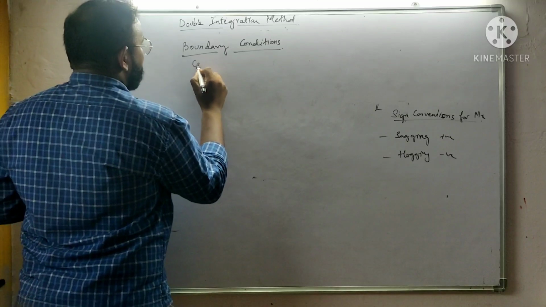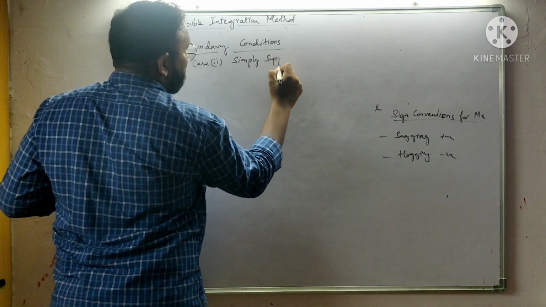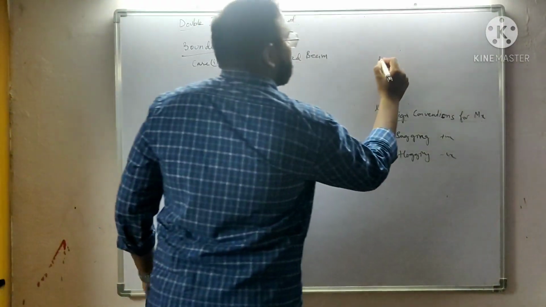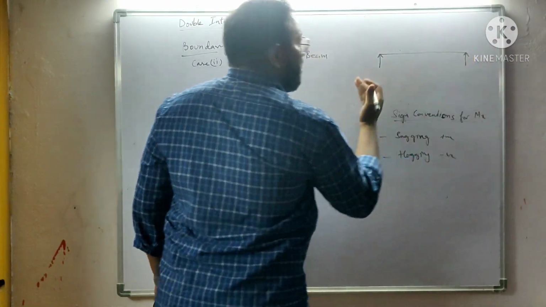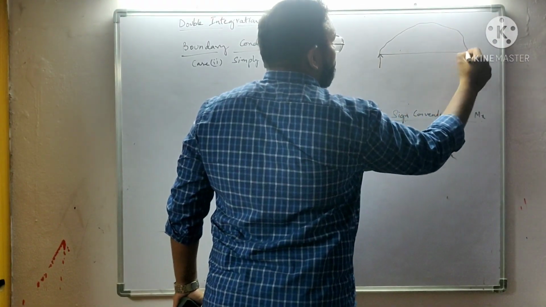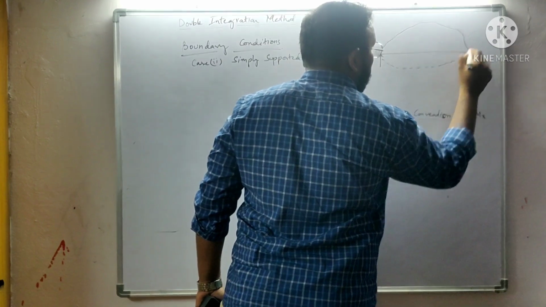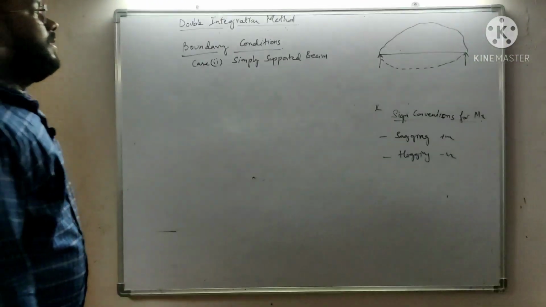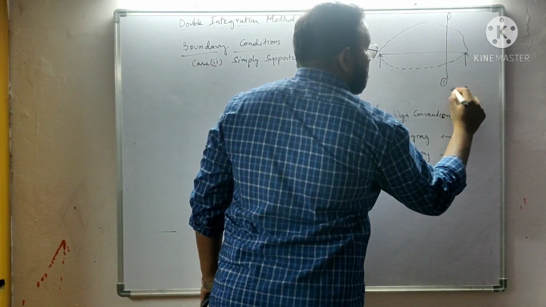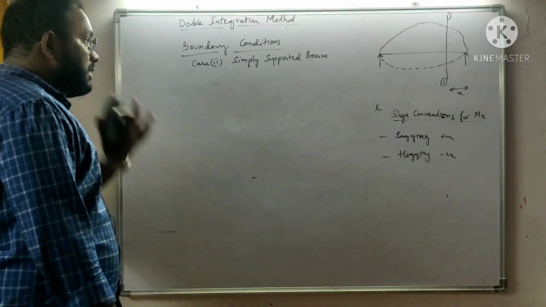Case 2, which is the simply supported beam. Consider this case: a simply supported beam is hinged and pinned at both ends. If I apply some loading at the top, the deflection profile will be like this. This is your deflection profile. The beam deflects in this manner. If I consider a section 1-1 at a distance of x from the right end, always remember the section is considered at a distance x from the right end.